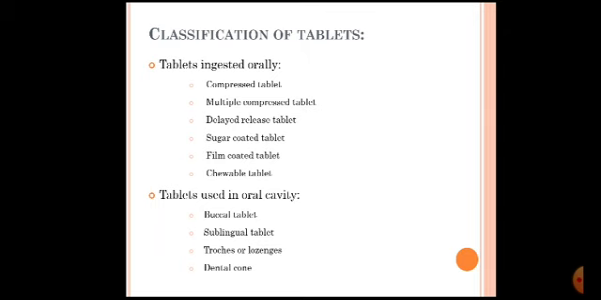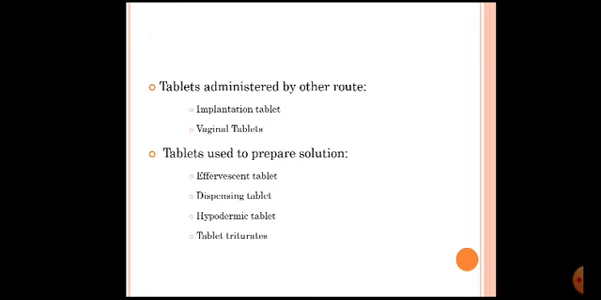Now tablets which are used in the oral cavity. These tablets are meant to be kept in the oral cavity only, not for ingestion. So buccal tablet, sublingual tablet, troches, lozenges, and dental cones. We will see in detail about these types in the next slide. Tablets administered by other routes like implantation tablet and vaginal tablets. Tablets used to prepare solution, that is effervescent tablet, dispensing tablet, hypodermic tablet, and tablet triturates.